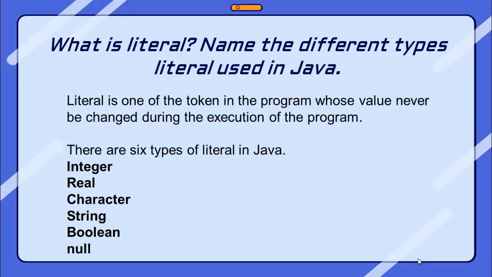What is a literal? Name the different types of literal used in Java. A literal is one of the tokens in the program whose value never changes during the program execution, otherwise it is called a constant. There are 6 types of literal: integer, real, character, string, boolean, and null.